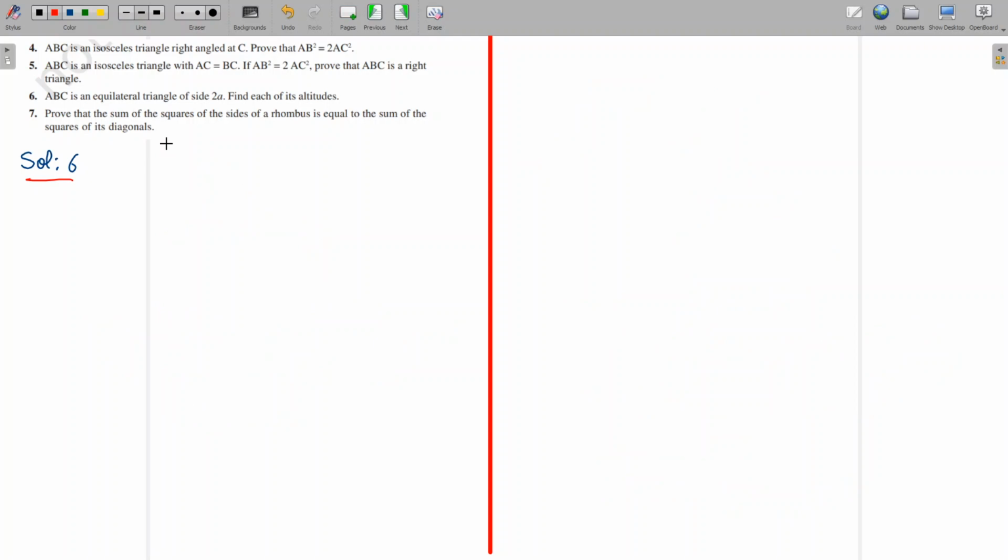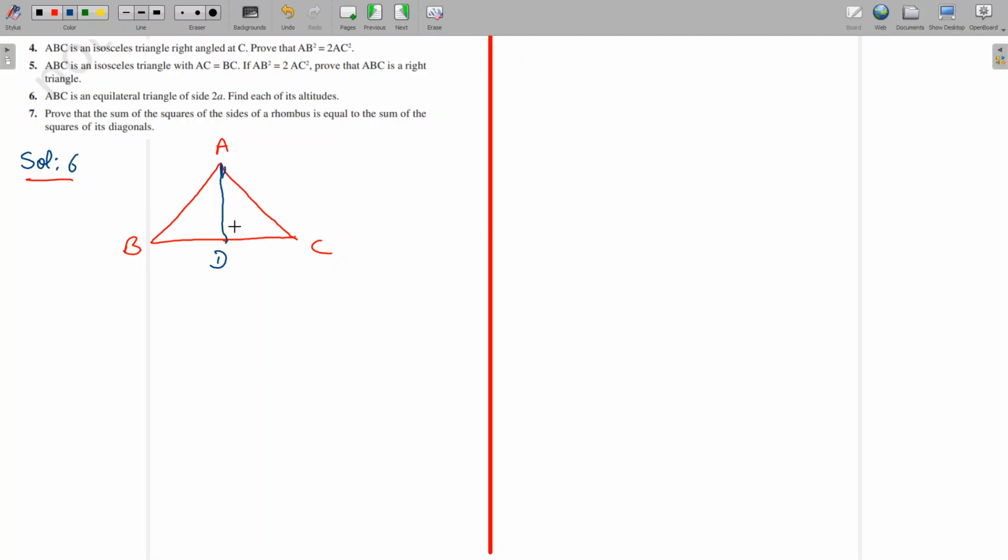Question number 6. ABC is an equilateral triangle of side 2A. Find each of its altitudes. So first we'll draw the figure of an equilateral triangle. So suppose this is an equilateral triangle A, B, C, and let D be the midpoint of BC. Suppose D is the midpoint. Then join A and D.